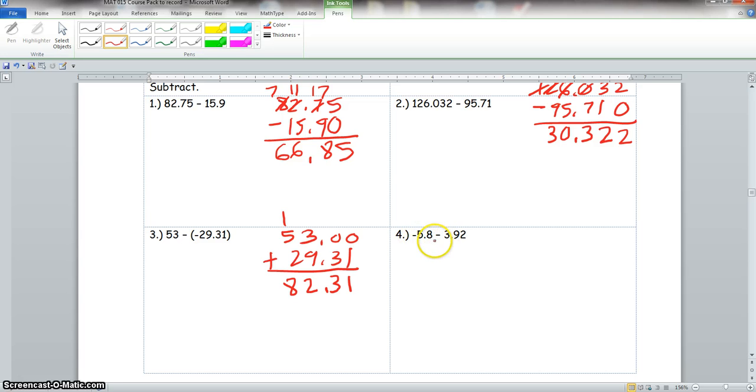Now we look here. These have the same sign. Whenever we have the same sign, we add them together and carry the sign. So we could write this without the negative sign, and we know we're going to add them. But we'll add the negative in our final answer.